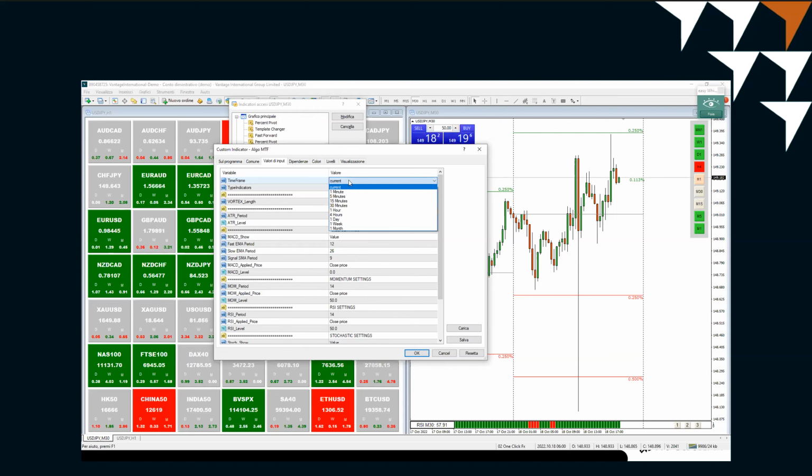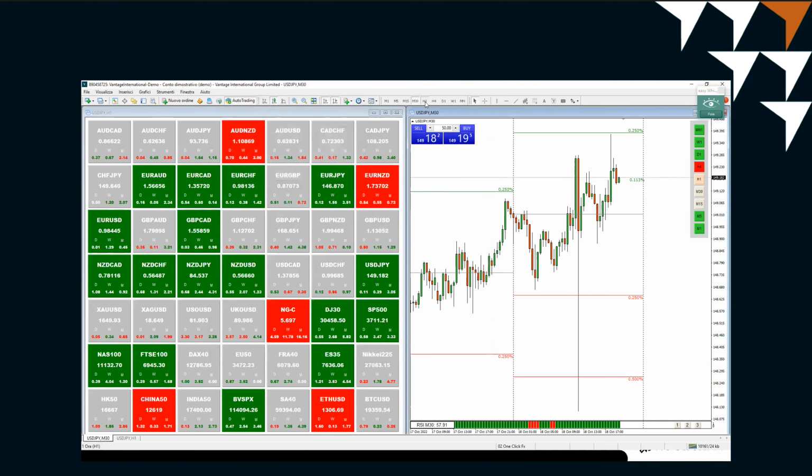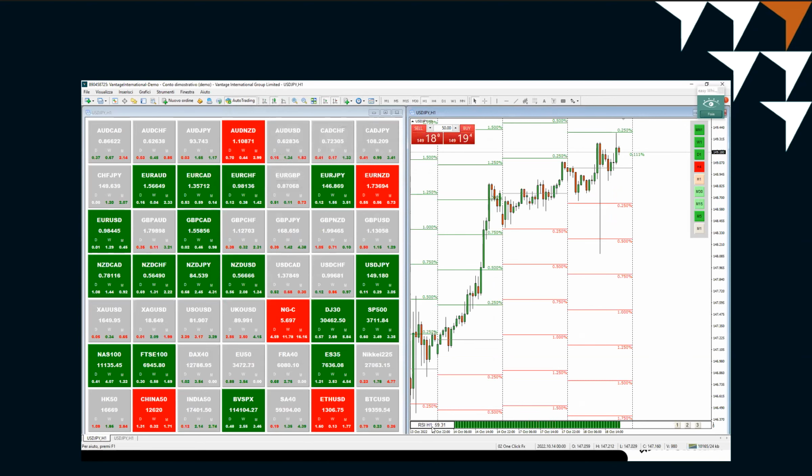We advise that you use the current one because it's less useful to look at a single RSI number, say, for example, the daily RSI while you're looking at a 30 minutes chart. Okay, so we set it on current. So every time you move from one time frame to the other, there's a different reading.